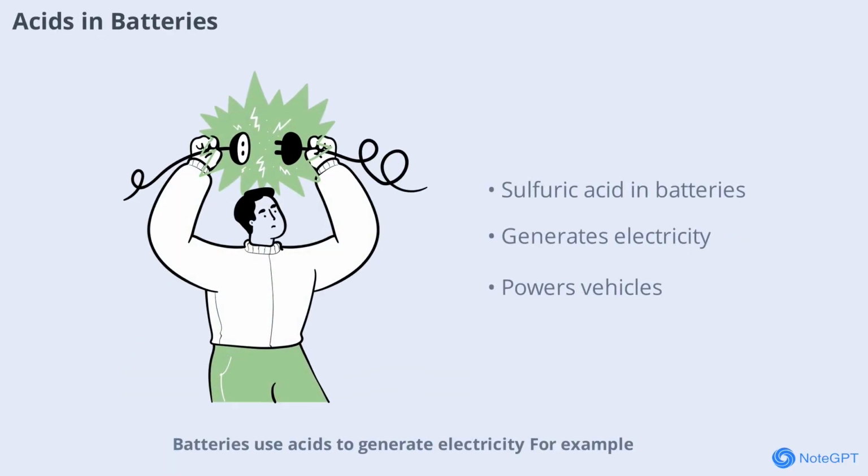Batteries use acids to generate electricity. For example, car batteries contain sulfuric acid, which reacts with lead plates to produce electrical energy. This chemical reaction powers your car's starter and electronics. Understanding how acids work in batteries helps engineers design better, longer-lasting power sources.